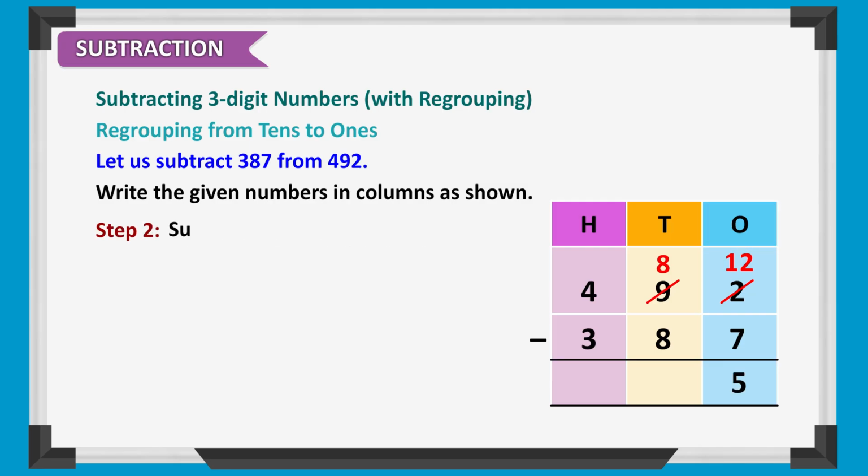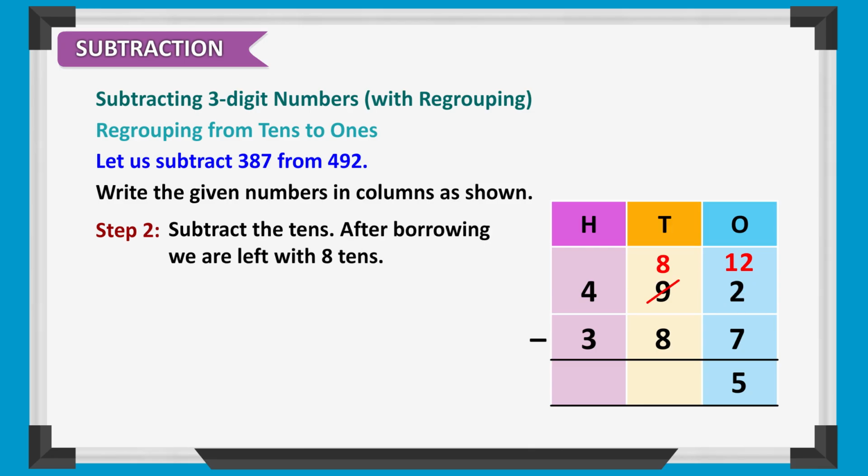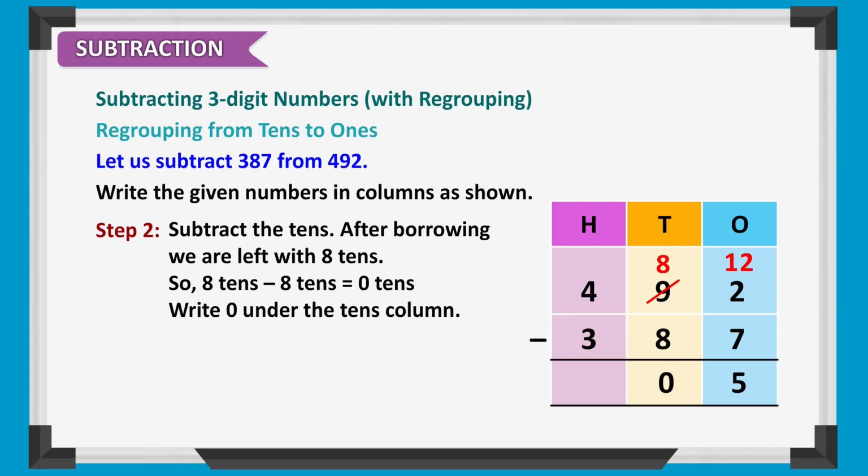Step 2. Subtract the tens. After borrowing, we are left with 8 tens. So, 8 tens minus 8 tens is equal to 0 tens. Write 0 under the tens column.